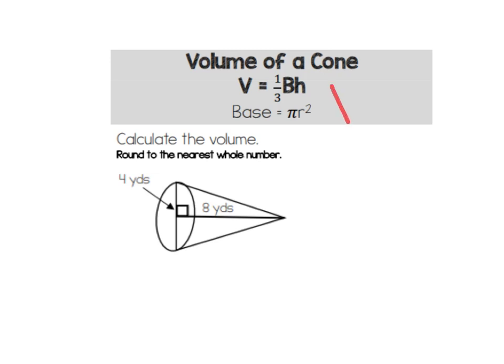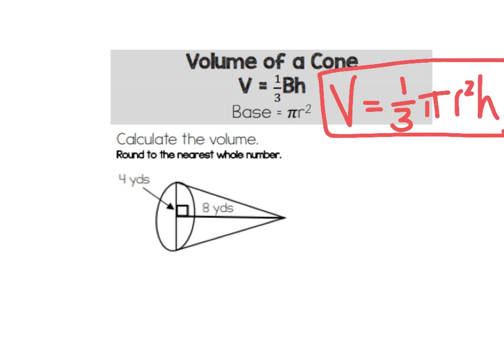Again, I would use the 1/3 pi r squared h formula, which is the same thing that they're doing. They just want you to do it in 2 different steps. I would use the 1/3 pi r squared h, which is the formula that the SAT gives you. So 1/3 pi, which is 3.14, times r.